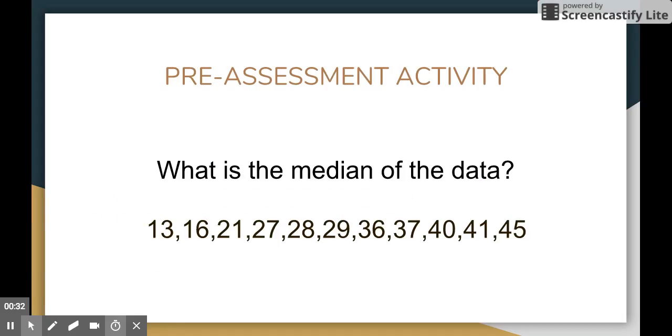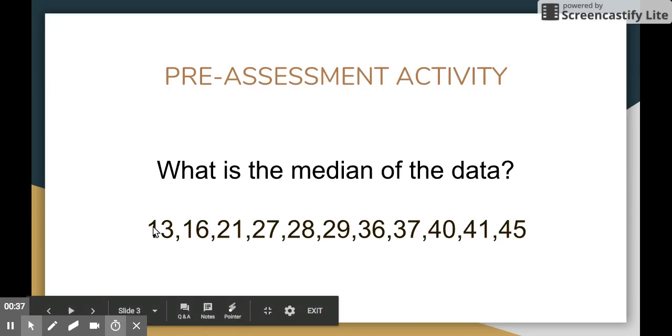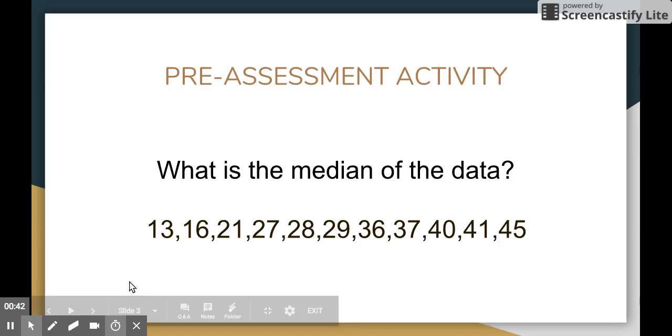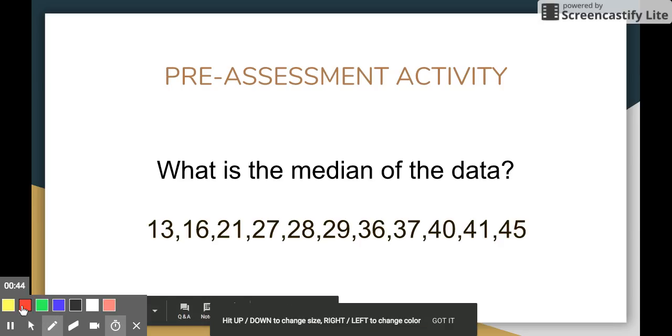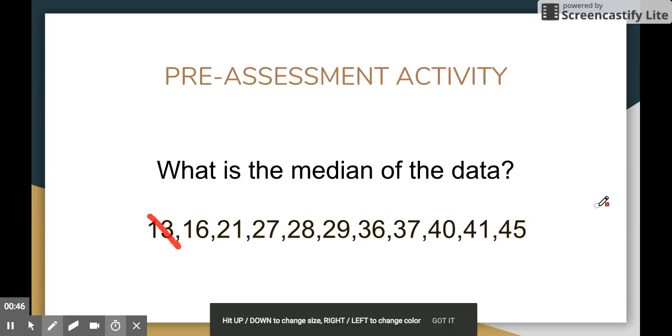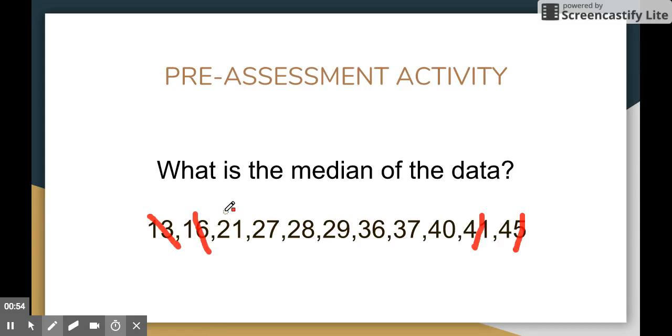So first off, I would like you to calculate the median of the data. If you're looking at the set of data, you have your numbers in order from lowest to highest. So what you would do, you would take the numbers and cross them off one at a time from each side, doing so until you reach a middle number. So just keep doing this until you reach the middle number. So here we find our median to be 29.